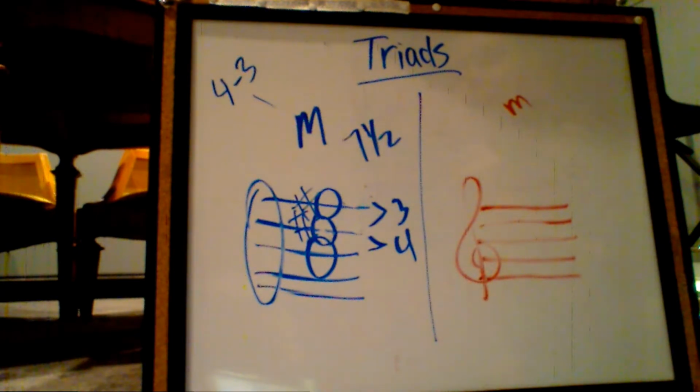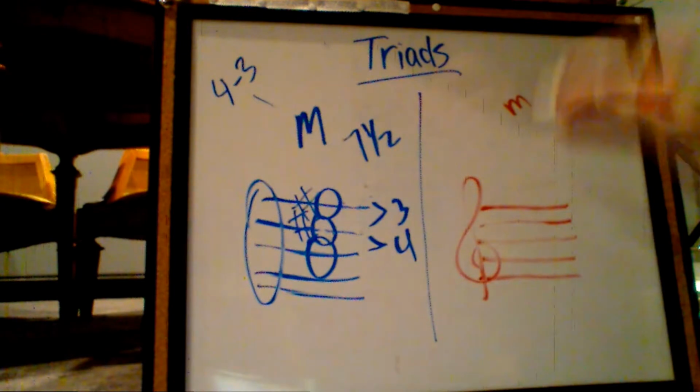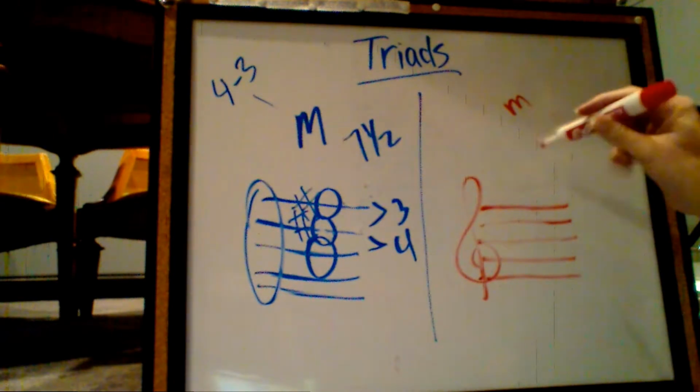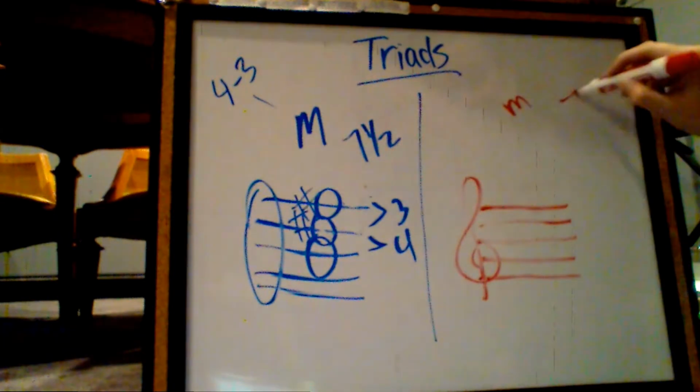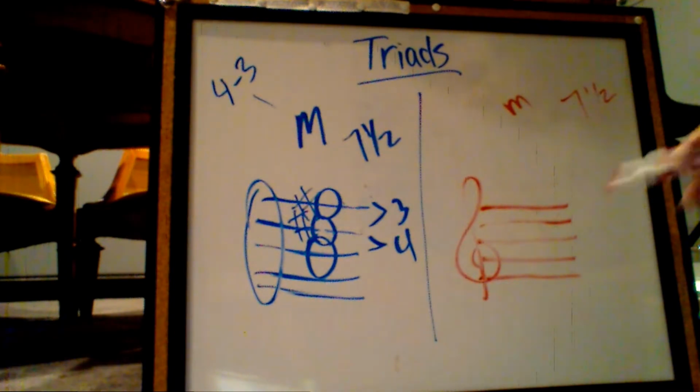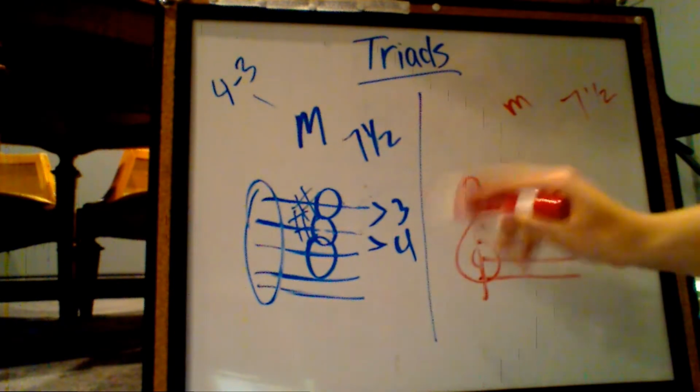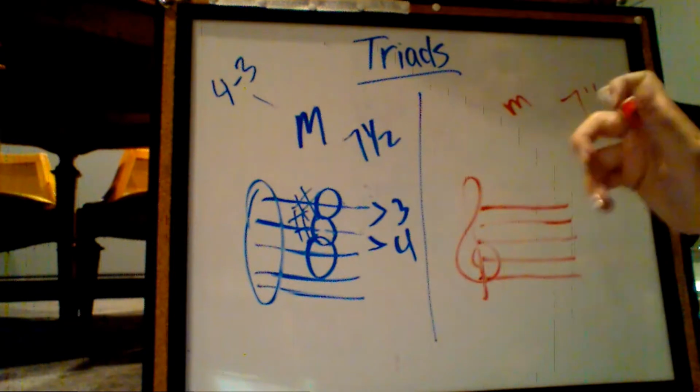So, a minor also has to add up to a perfect fifth. So we know that there's going to be 7 half steps again. And so we know that the half steps between the notes are going to have to add up to 7 again.